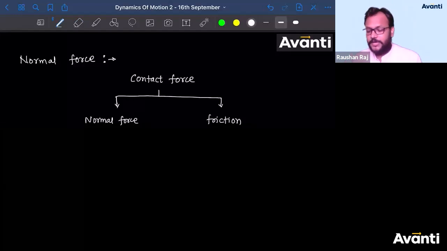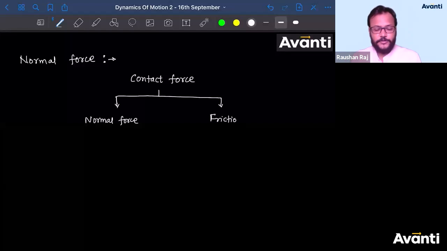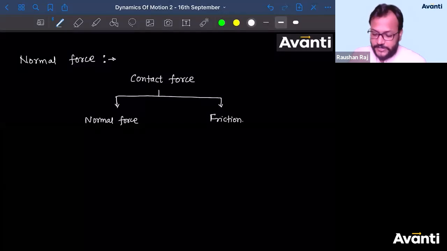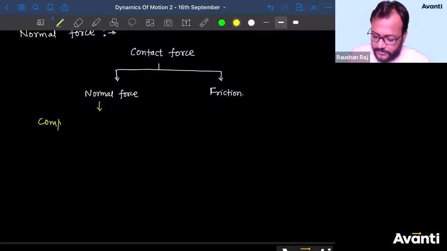ठीक है, चलो. What is normal? What is friction? What is the difference between these two forces? तो देखते हैं. So what is normal force? So let me define it. So we define normal force as component of contact force.